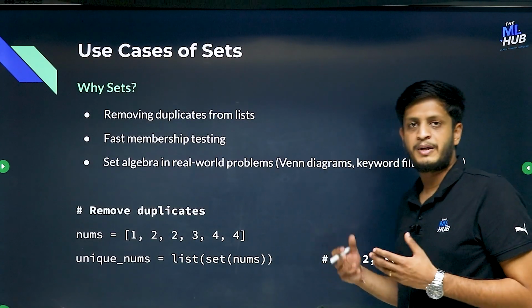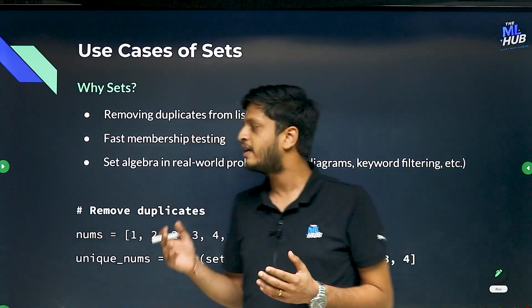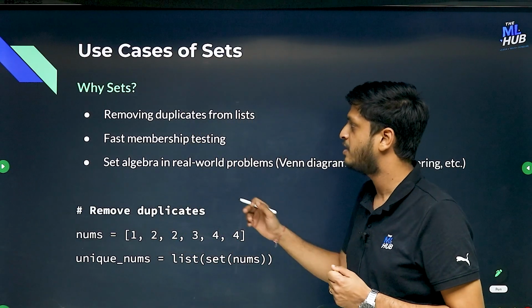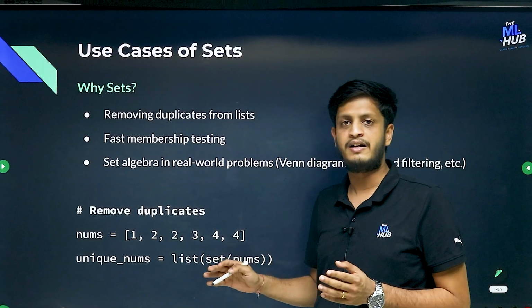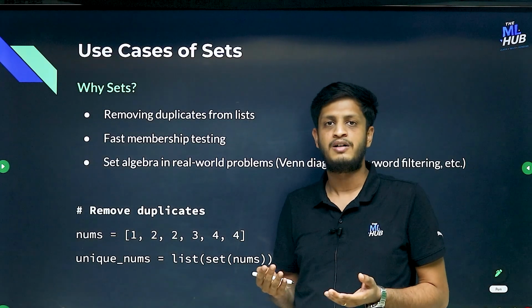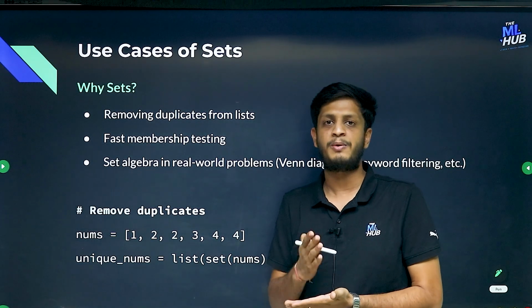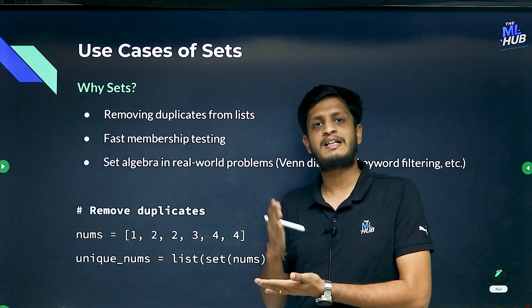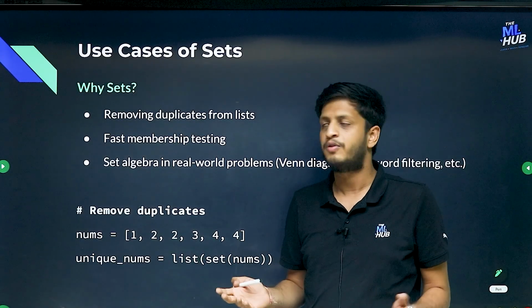Now we have seen a lot of methods on sets, and how sets work. Why do we actually use sets? There are some use cases where sets can be used. Removing duplicate elements from a list: if you convert a list into a set, automatically all the duplicates will be removed. So at any point in time in Python, if you want to remove the duplicate elements, you can just convert that iterable into a set. Then all the duplicates will be automatically removed.